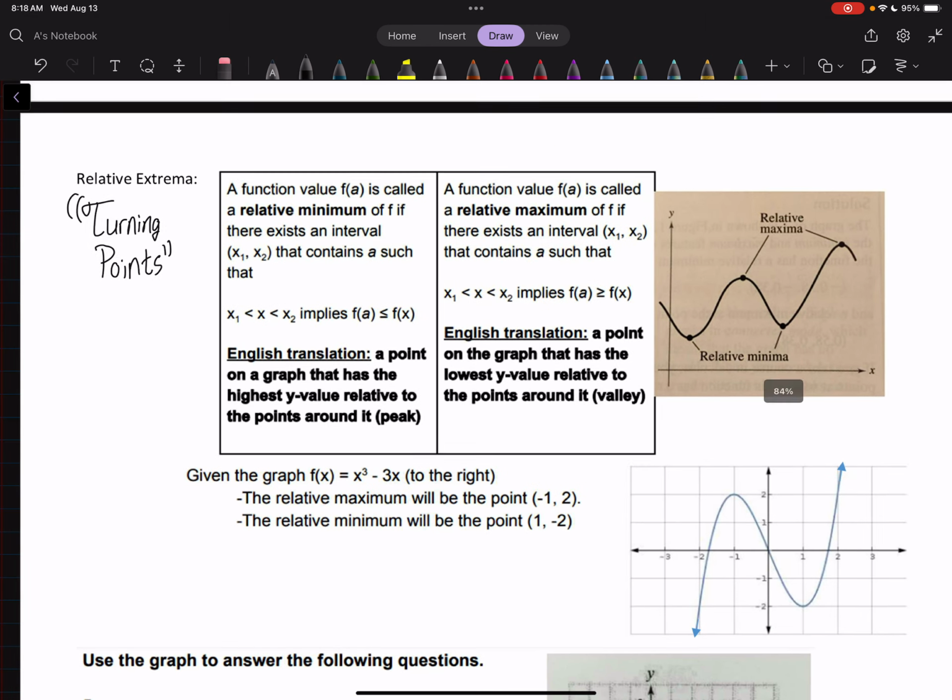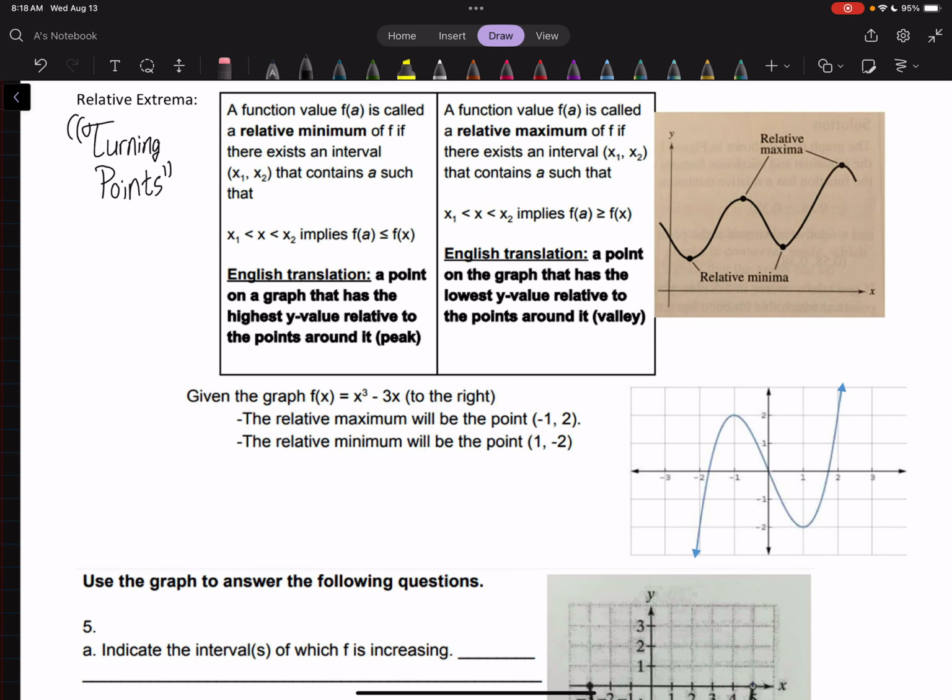All right, moving on. Relative extrema. This is turning points. Now you're going to be asked about absolute maximums and minimums and then relative. An absolute maximum means the graph will go no higher. And absolute minimum, it goes no lower. Relative just means it is turning.